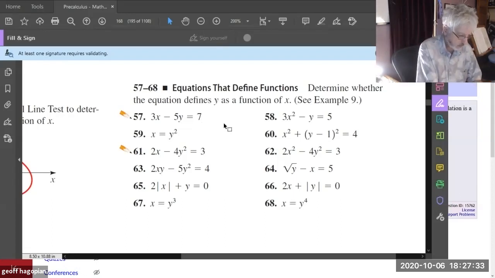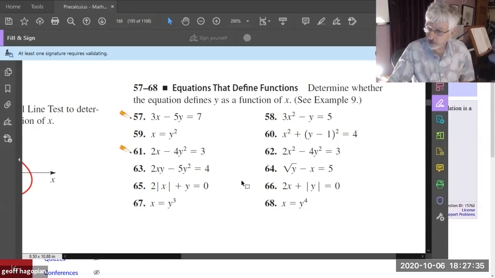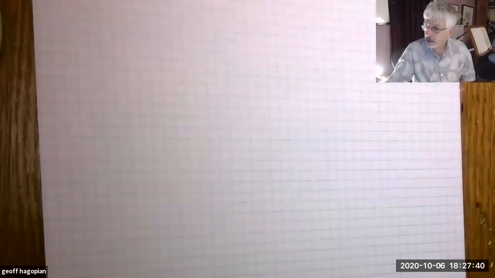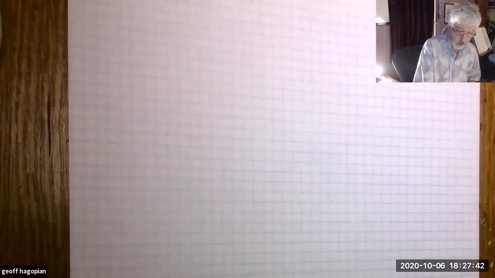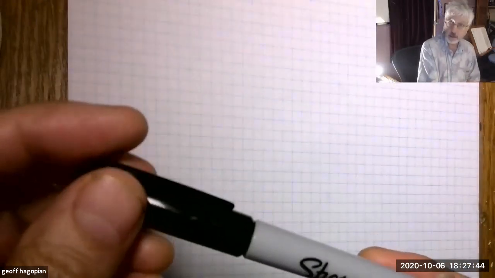The pencil and the paper, they would come together on the DocuCam. Well, it's a Sharpie and paper.